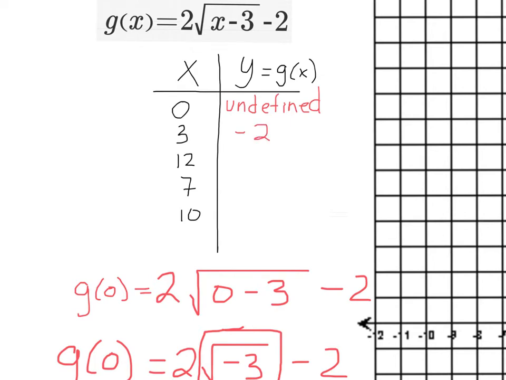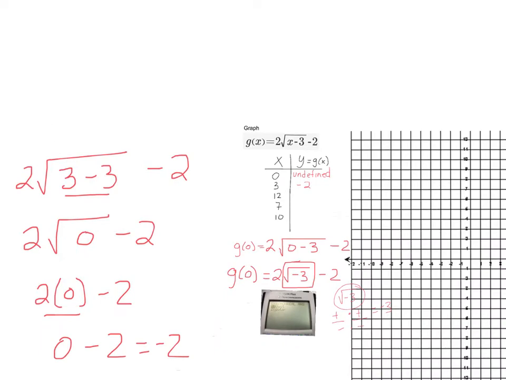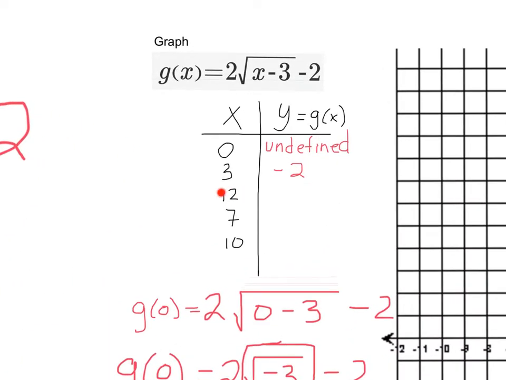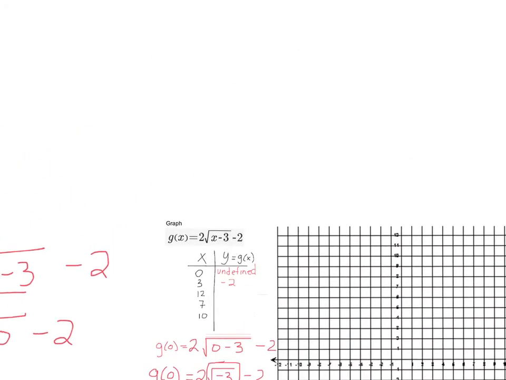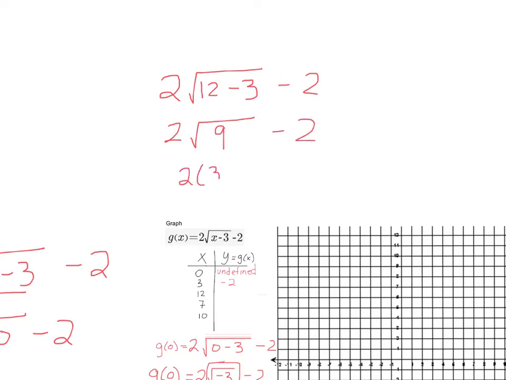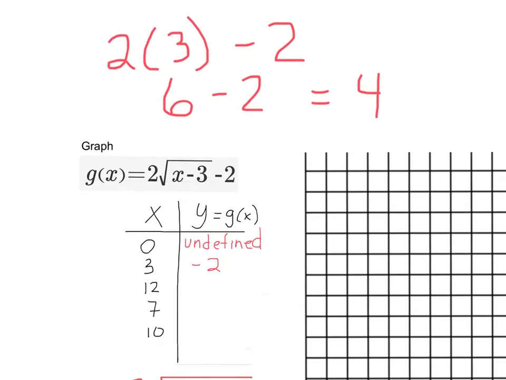Okay? Now let's input 12 into the function. Okay, where did I get 12 from? Now I'm inputting 12 into the function. And so I'm going to move up here and I'm going to input 12. So I've got 2 square root of 12 minus 3 minus 2. So that's 2 square root of 9 minus 2. Well, the square root of 9 is 3, so that's 2 times 3 minus 2, which is 6 minus 2, which equals 4. So when I input 12, my output is 4.